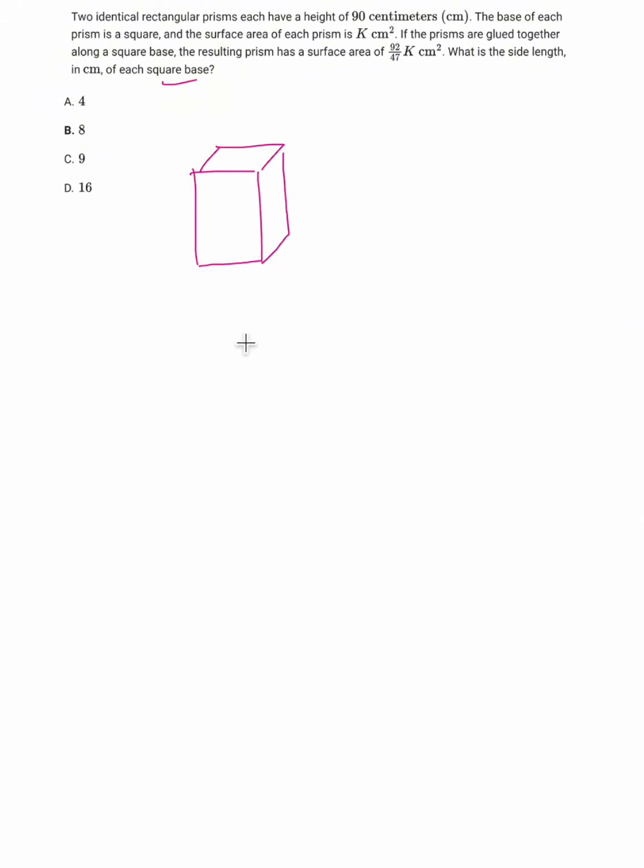So let's start with the first part of the problem. We know that each of these rectangular prisms has a height of 90 centimeters, and we know that the total surface area, let's call it surface area 1, is going to be k centimeters squared. Now, we can call one of these side lengths x, and both of these side lengths are x because the bottom is a square, so the two sides have to be the same length.